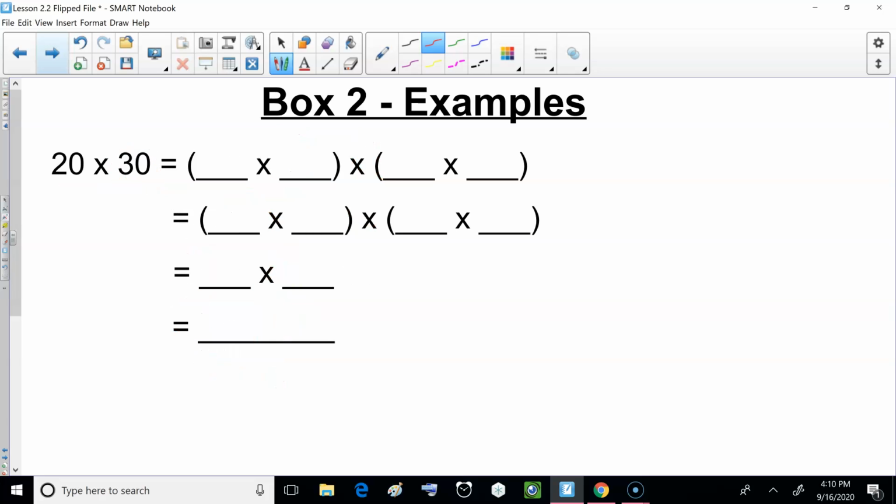We have one more example now. Notice our number is 20 times 30. It is not a 10, but yet we have two numbers that are both in the tens place value. So the first thing we do is break both of these numbers down by their place value. 2 is in the tens place value, so that means I have 2 groups of 10. My 30, the 3 is in the tens place value, so I would have 3 groups of 10.